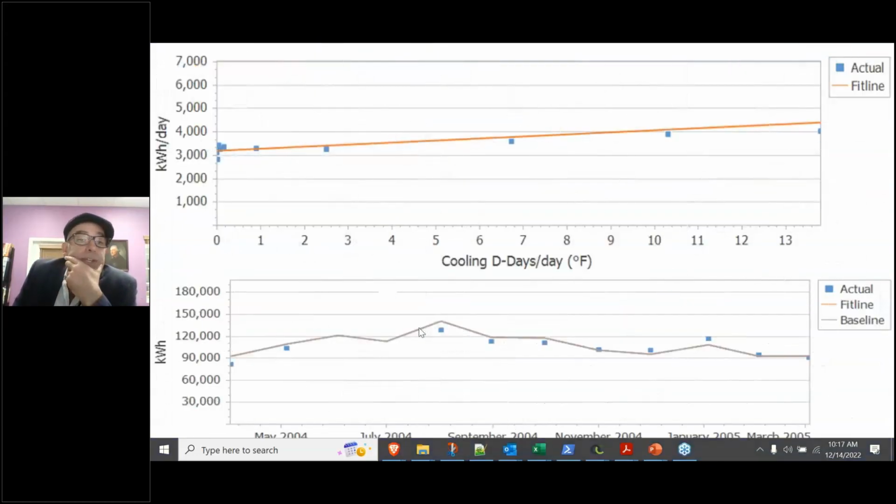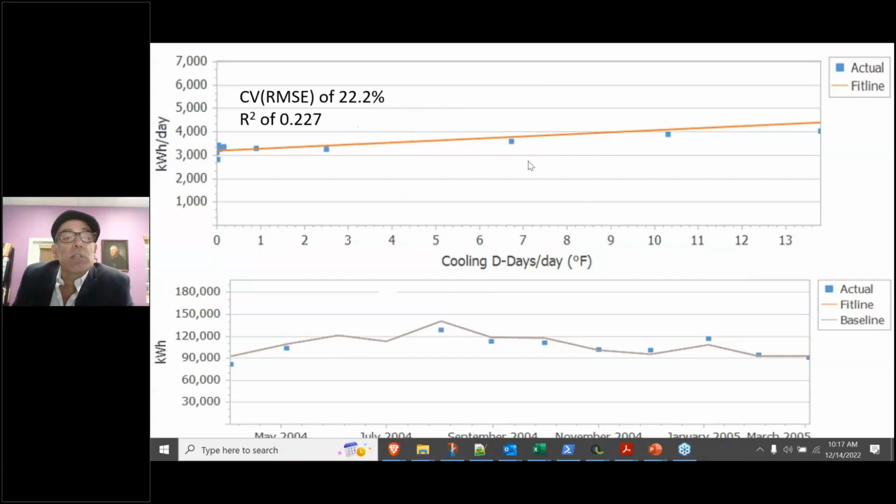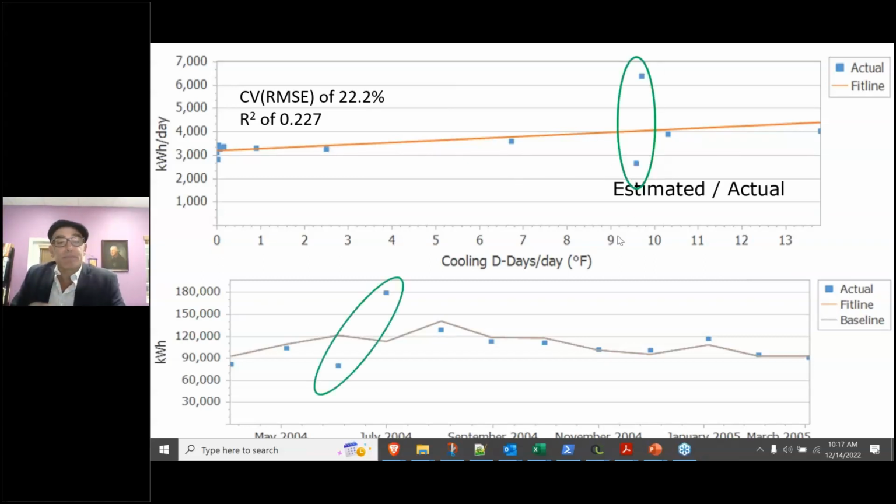Okay, so this looks like a really good fit. I know it's kind of flat, so the R squared shouldn't be so great, but it predicts the usage pretty well. And my CVRMSE is really low. This is actually the worst meter I had. And the R squared, yeah, it's not good for a couple of reasons. One is the slope isn't so great, but the other is that I had these 2 bills.